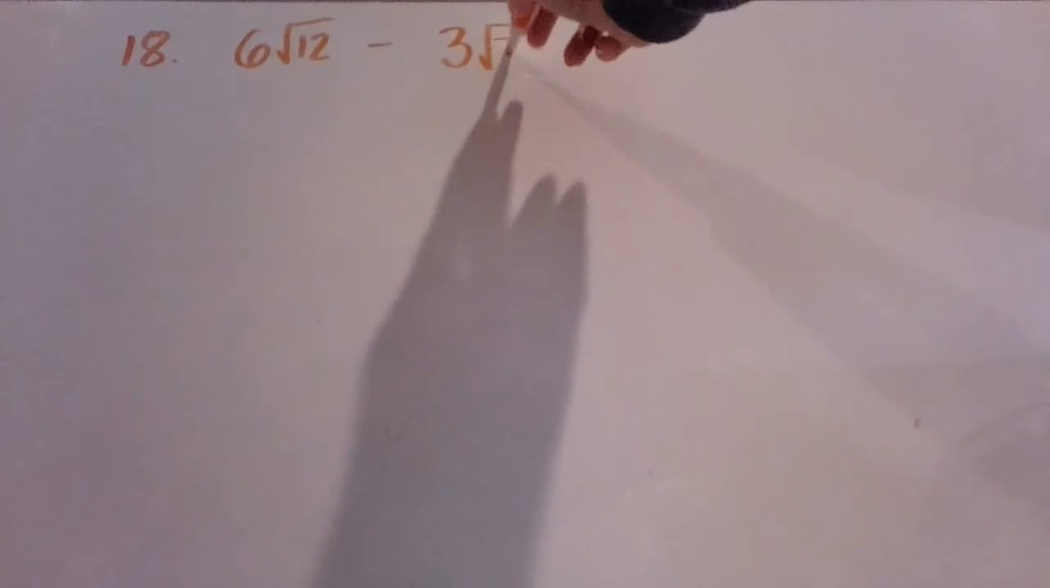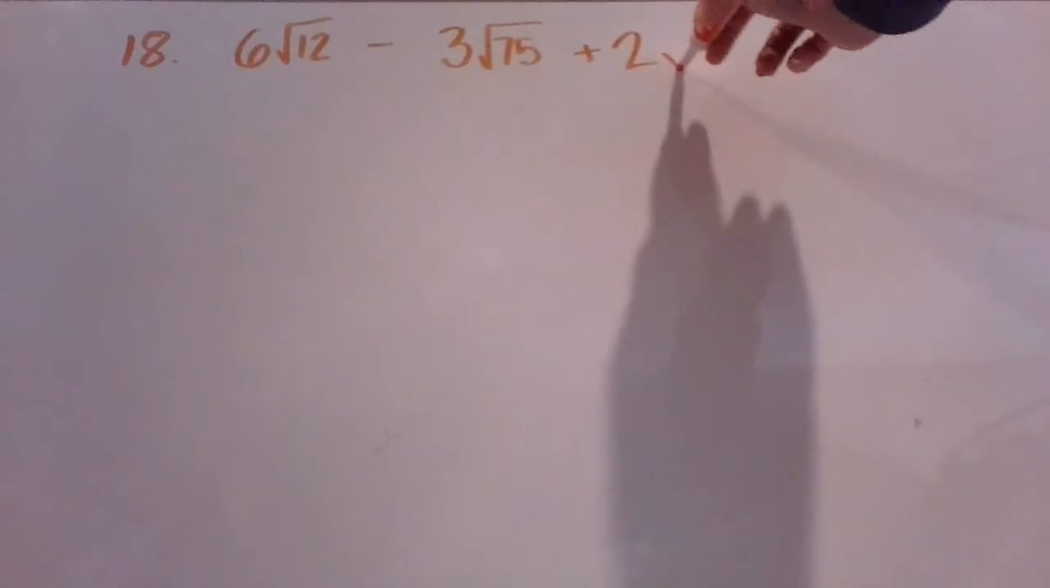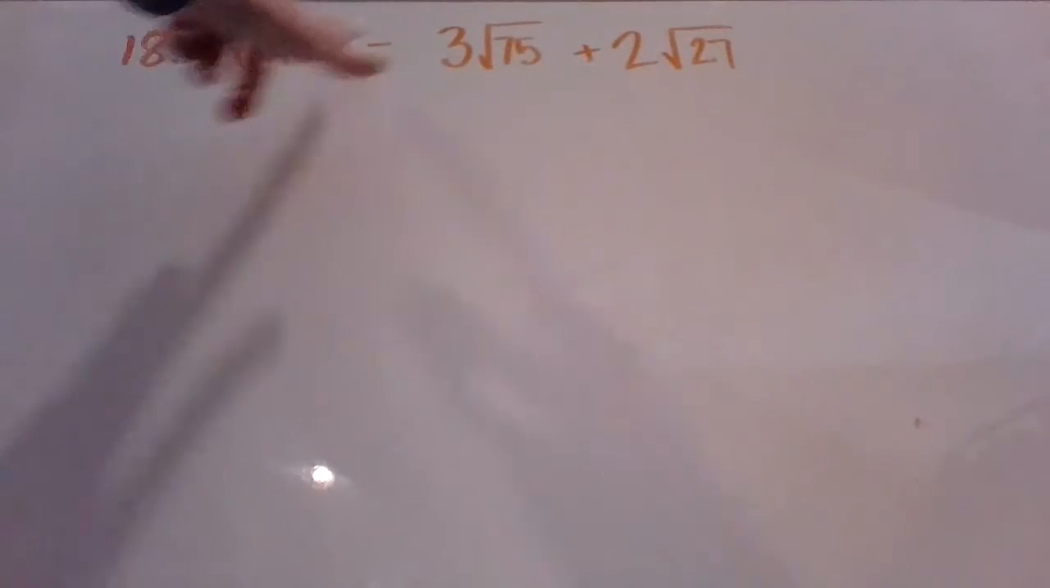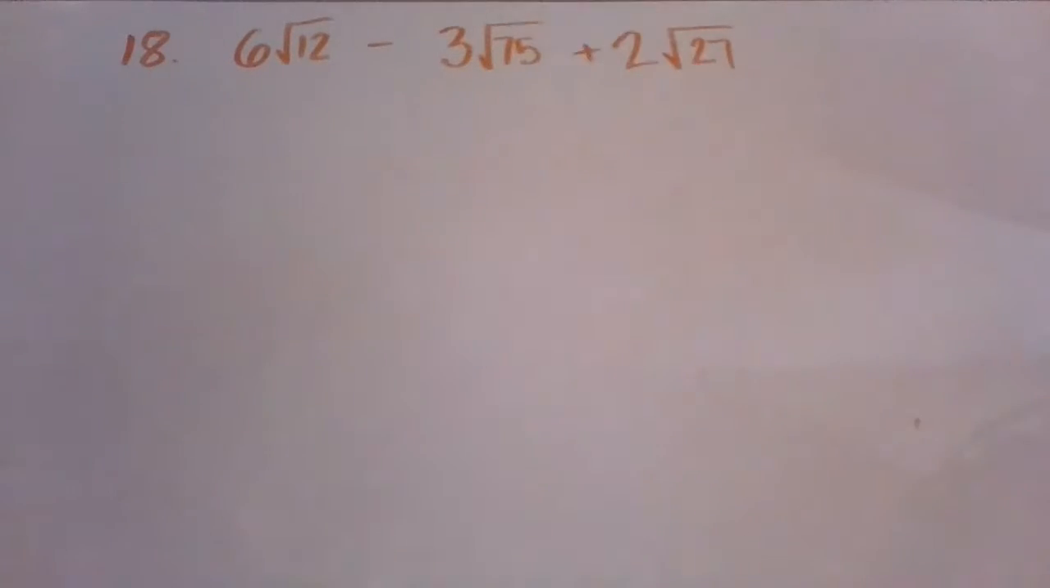6 square root 12 minus 3 square root 75 plus 2 square root 27. Well, when we first look at this, it appears that we cannot do anything with it. But that is not the case, because the square root of 12, the square root of 75, and the square root of 27 can be simplified down. So we're going to look to see what we're able to combine here.